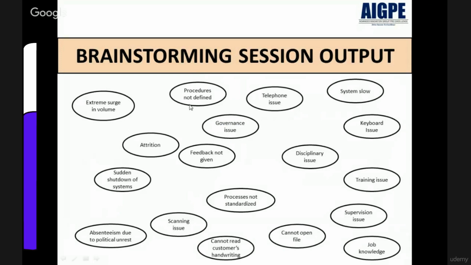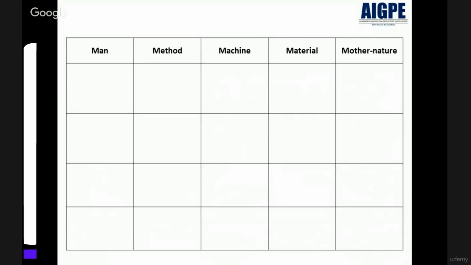Some of the procedures are not defined clearly. There are governance issues on the floor. Feedback is not given to the people who are taking calls, so they are not aware of what mistakes they are making. The processes are not standardized. So these are some of the total output that we receive once the brainstorming session is conducted. Now we have this data as unstructured data. Our next step is to structure this data in the best possible manner.